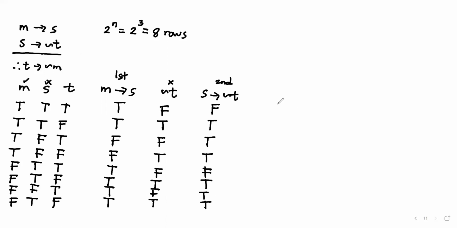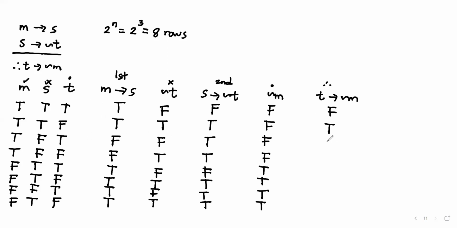Next, for the conclusion, let's have first not M. We're going to negate this column. So four false, four true. Then let's find our conclusion, D implies not M. True implies false, it's false. False implies false, that is true. True implies false, it's false. False implies false, that is true. True implies true, that is true. False implies true, that is true. True implies true, that is true. False implies true, that is true.